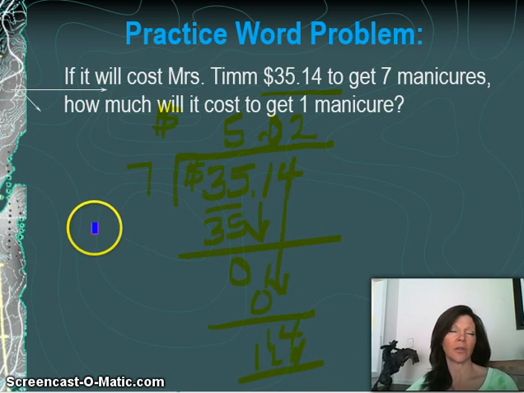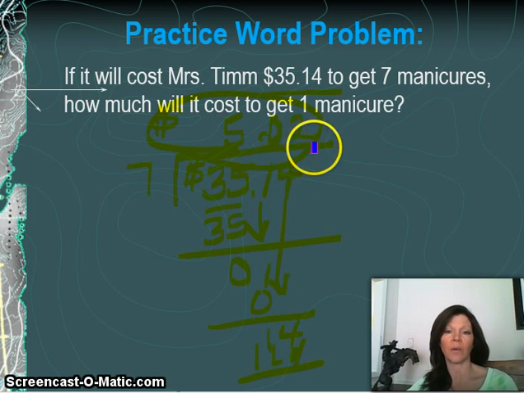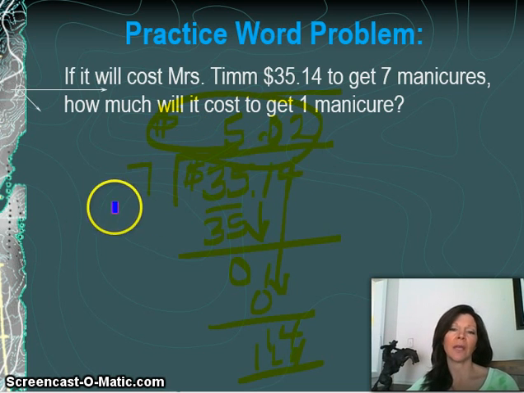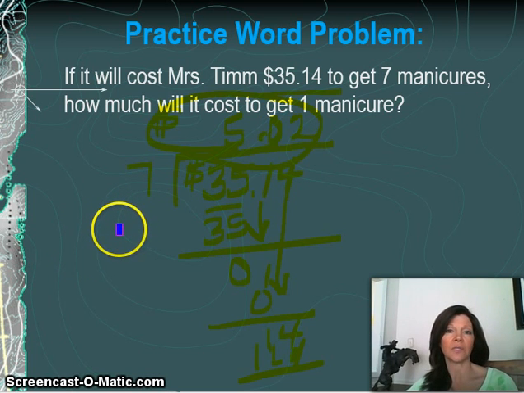So each of her manicures is $5.02. And I don't know where she's getting those, but I want one because that's pretty cheap. So the answer is one manicure will cost $5.02. Don't forget to label that when you put that in your notebook.